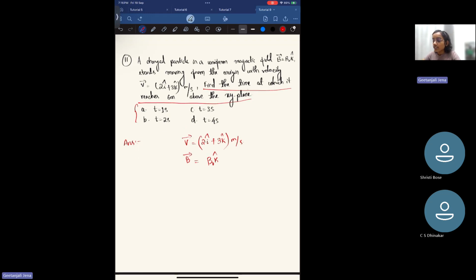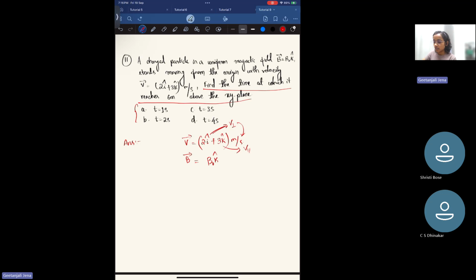So it's asking what is the time at which it reaches 6 meters above the XY plane, right? You can see there are two components. One is parallel to the magnetic field, one is perpendicular to the magnetic field. The parallel component won't experience any force because there is no electric field either. So force is zero. That means acceleration is zero, and the velocity will remain constant in this direction. But because of the perpendicular component, there will be a circular path, and when it combines with V parallel, it will have a helical path.